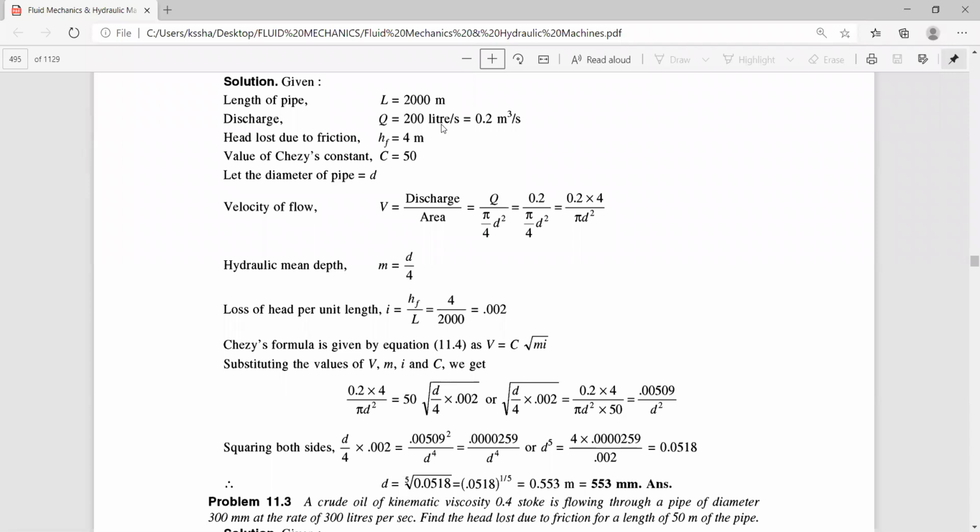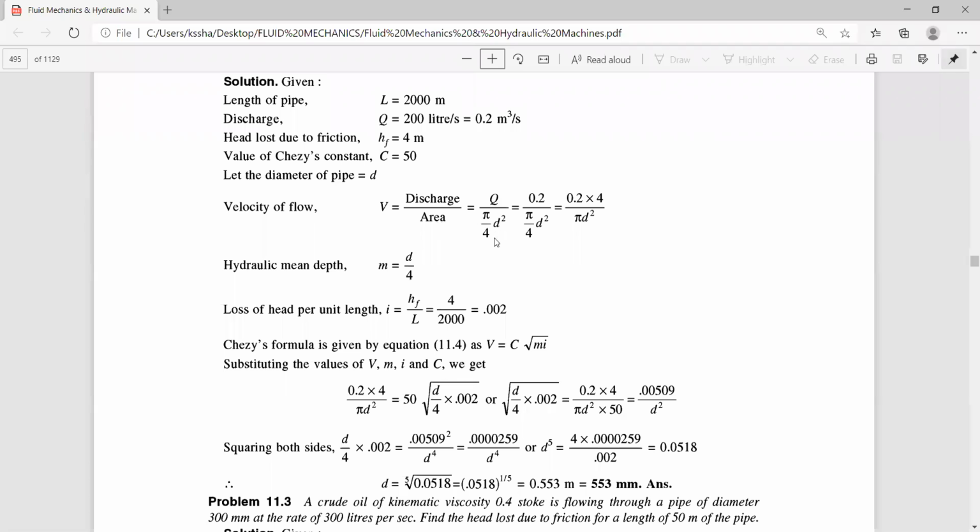What you need to calculate? Diameter of pipe, small d. So from the things which are given to you, you have to be smart enough to understand the problem. What is given to you? Discharge. So what is the formula for discharge? Area into velocity. So discharge is area into velocity. So what will velocity be equal to? Discharge by area. Discharge is denoted by capital Q.